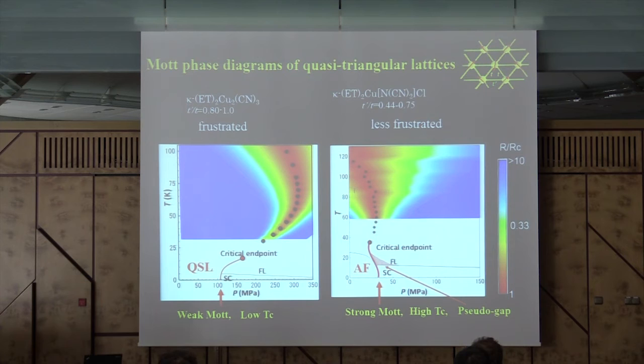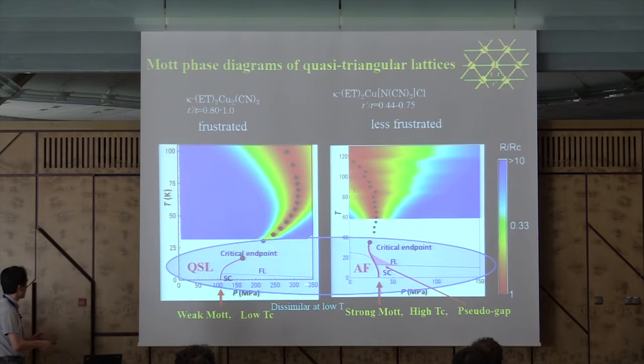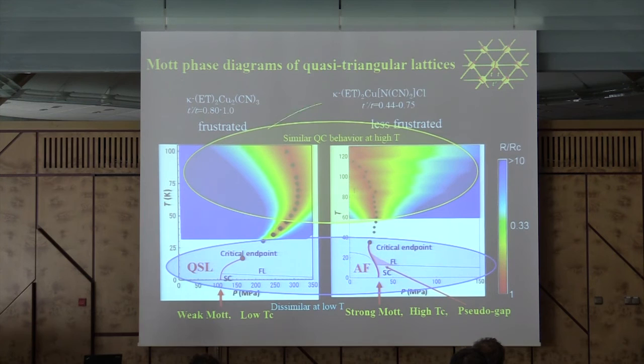This is the triangulated system, and this is the kagome-like system. At low temperatures, the ground state is quite different depending on the details of the materials: quantum spin liquid, superconductivity, antiferromagnet, high Tc, low Tc. I did not touch this topic, but the pseudogap only appears near the Mott transition of the antiferromagnet. In this case, no pseudogap. At low temperatures, the ground states are quite different, reflecting the details of materials. But at high temperatures, the behavior is similar.